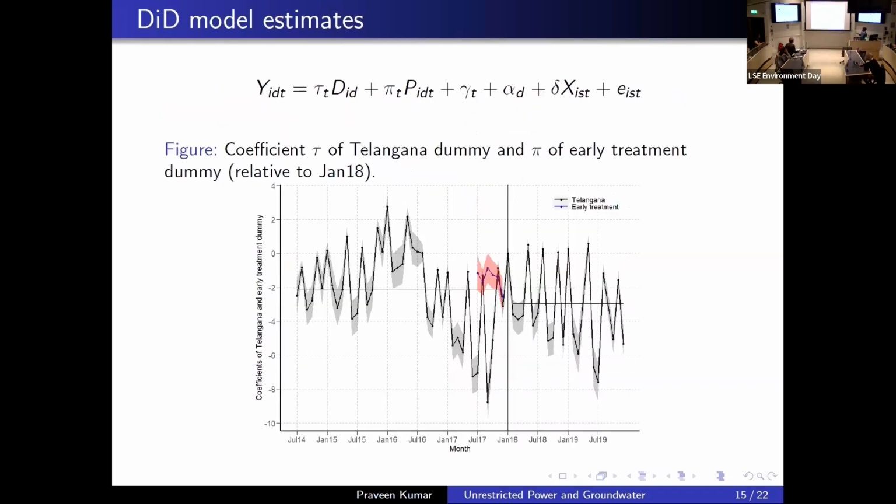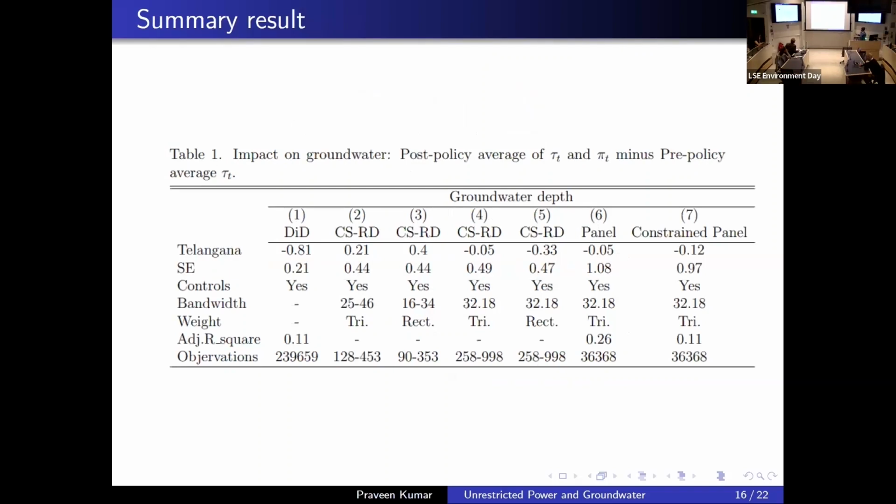I have also estimated this difference in difference, but as you see, there is violation of parallel trend. So this is the reason why I did an analysis only with the border regions. And this is the summary of results. This shows the DiD estimate, which I don't believe, and we also use this cross-sectional method with optimal bandwidth, given by some recent papers like Calonico, Cattaneo, and Titiunik in their multiple papers. And we also use this constant panel model, and in all of the models, if you see, the coefficient is insignificant, so there is no impact on groundwater depth.